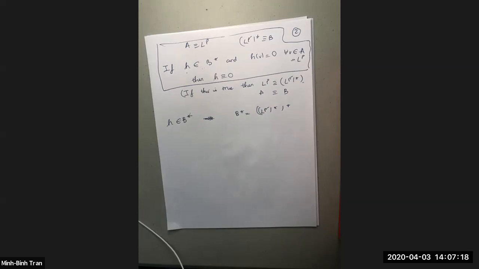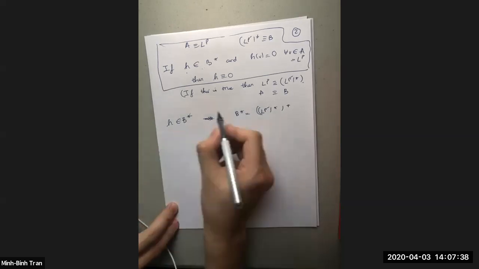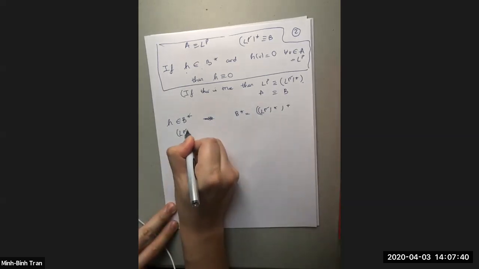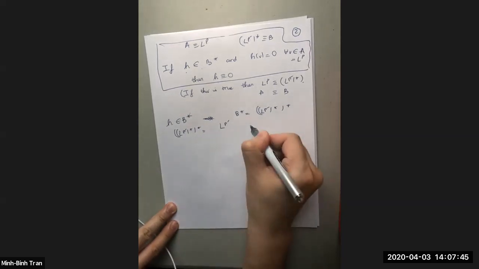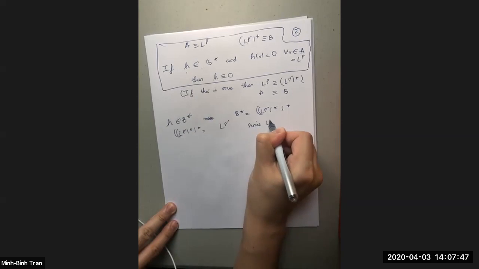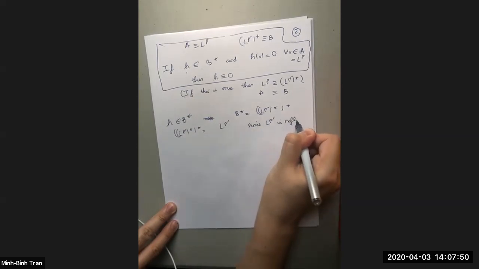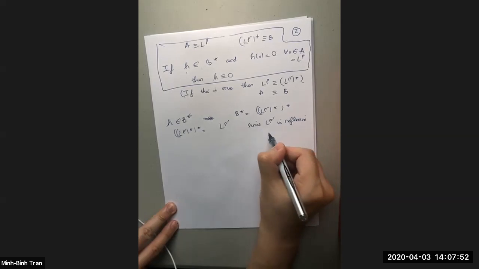What can I say about LP prime star? What is LP prime star? What is the dual of the dual of LP prime? LP prime, right. Stephen got it correct. So the LP prime star will be LP prime, since LP prime is reflexive, right? So this is by Stephen.